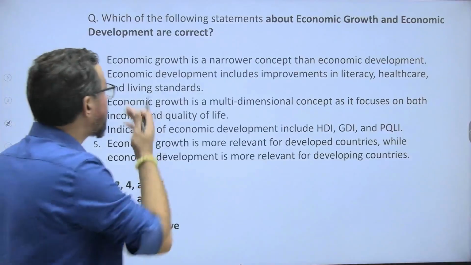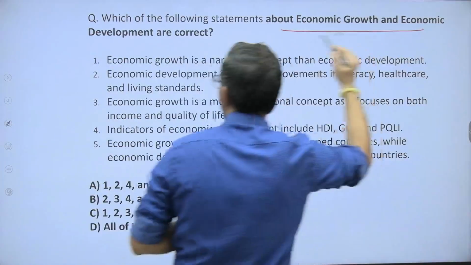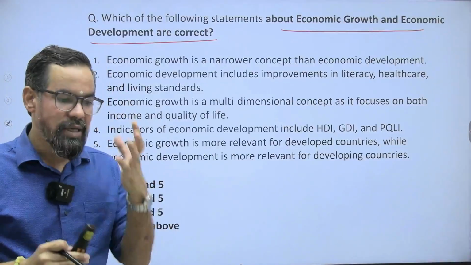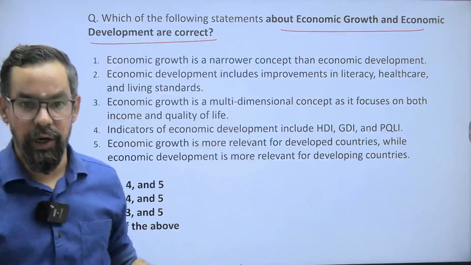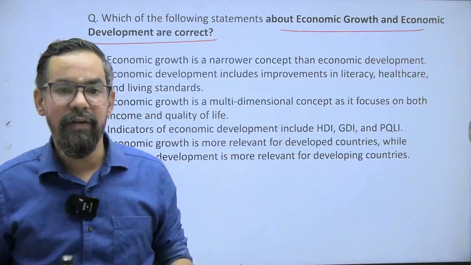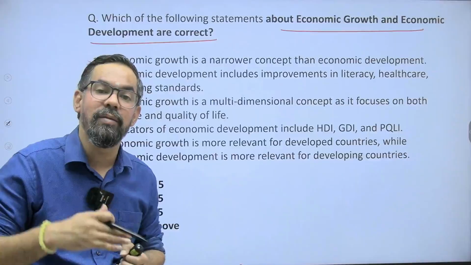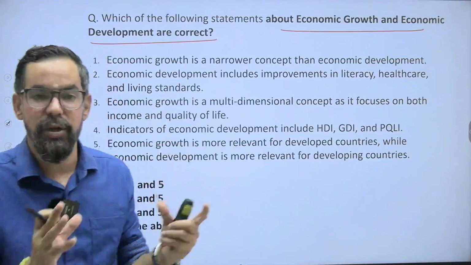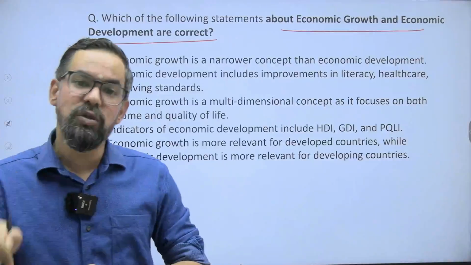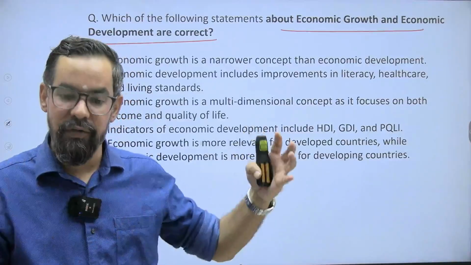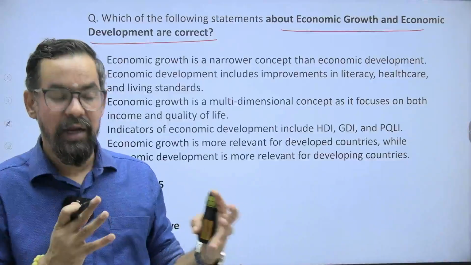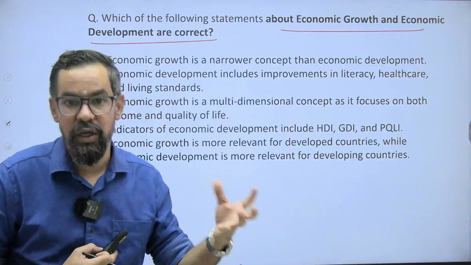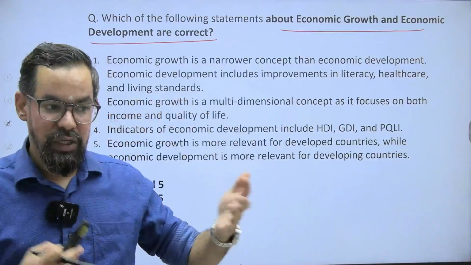Next one. Which of the following statements about economic growth and economic development are correct? Growth versus development. Growth is a narrower term. Development is a broader term. Growth is quantitative in nature. Development is both quantitative as well as qualitative in nature. Growth we generally judge with outcomes, the numbers, GDP numbers, GNP numbers and all. But when it comes to development, we have different dimensions of that economy. We study the different dimensions of the economy, like the education rate, the life expectancy rate, healthcare services, or other facilities, food services.